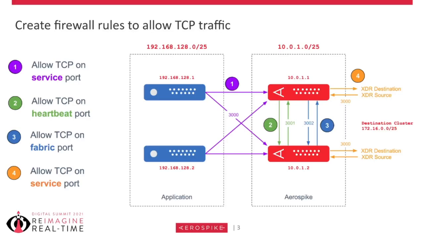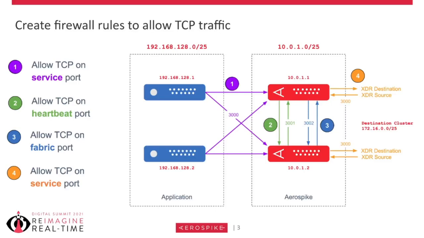the Aerospike nodes themselves. Now, what's notable about this traffic is that every single application node should allow TCP connection to every single Aerospike node. And this is how the Aerospike cluster works. The application nodes talk directly to the Aerospike node that has the data it's interested in. So this is typically as simple as a rule that allows the application subnet to initiate TCP connections to the Aerospike database subnet.